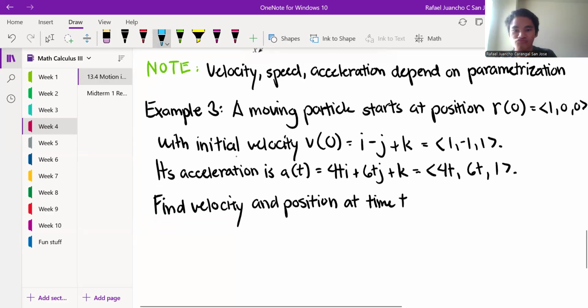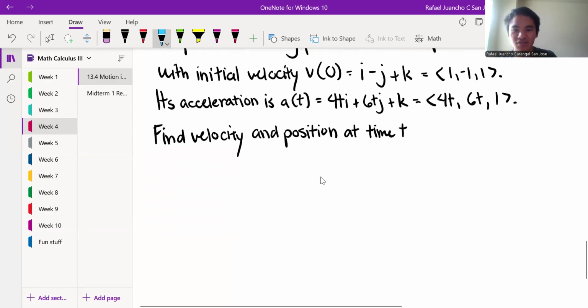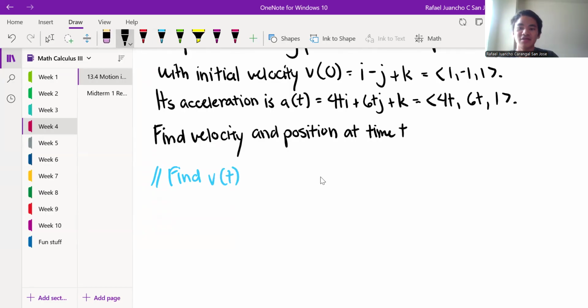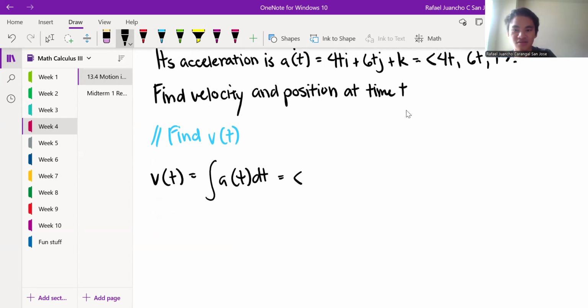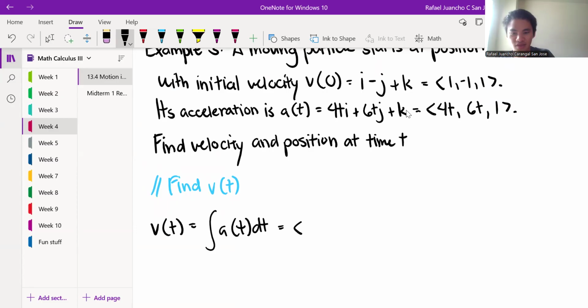Yeah, let's just find velocity first. So here we're going to find v of t. The way to do that is to integrate my acceleration, and that will give me v of t. If I integrate a vector, I have to integrate its components. That's the thing in math: if you do something to one of them, you do something to all of them.